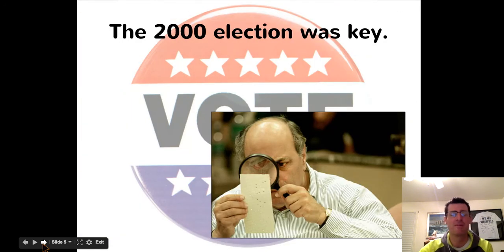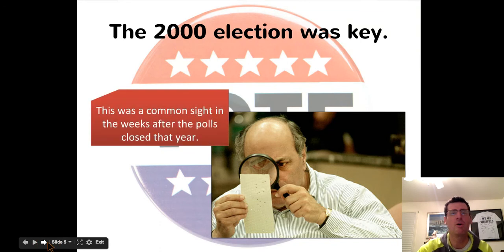All right, so when we're talking about elections, let's go back and look at the year 2000. And 2000 is an election that political scientists have talked about ever since, because we have situations like this. Here's this guy who's staring through this magnifying glass at a piece of paper. And for those of you who have no idea, this was a common sight in the weeks after the polls closed in the year 2000.